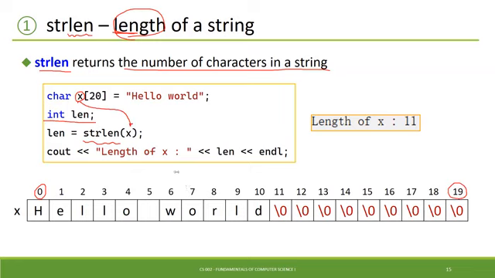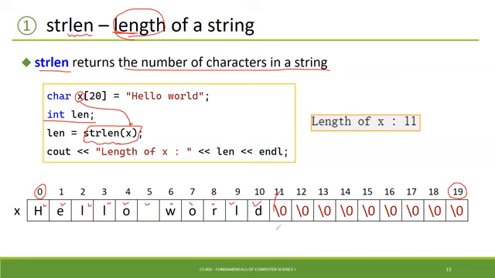Include a string. Okay, yeah, we should include a string. Okay, then look at this one. See, at this moment, the computer will count how many letters are in X. Okay, so the computer will count 1, 2, 3, 4, 5, 6, 7, 8, 9, 10, and 11.